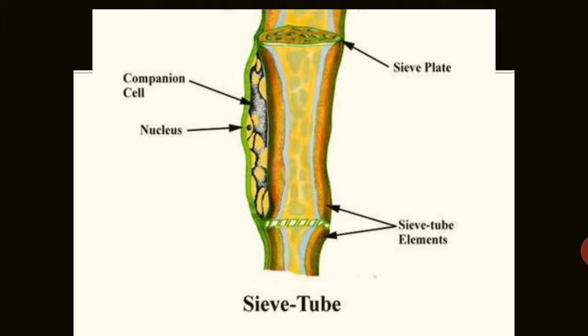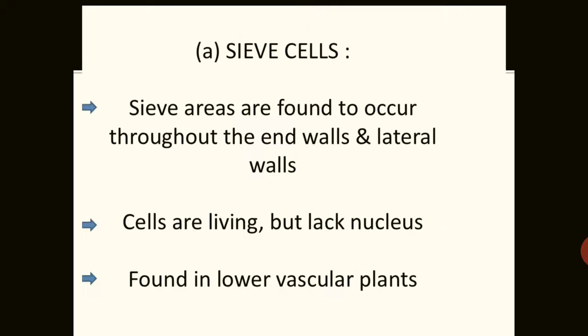The companion cell is there. You can find the sieve plates. The nucleus is also there, and the sieve tube is also there. The perforations are responsible for the filtration of the photosynthates in this plant tissue.